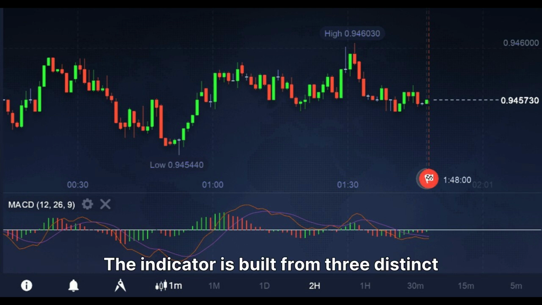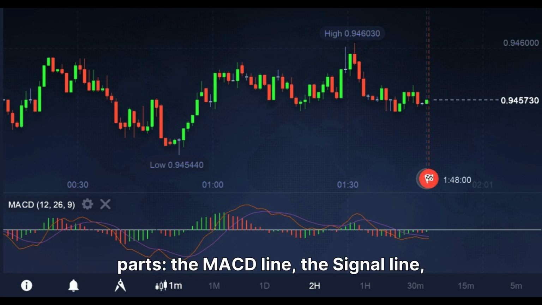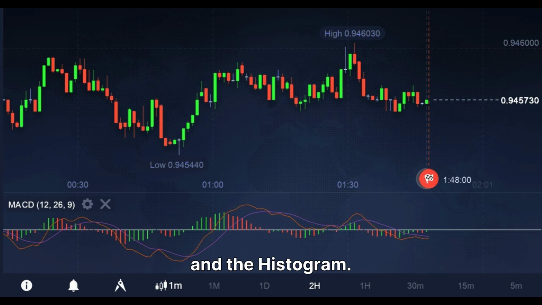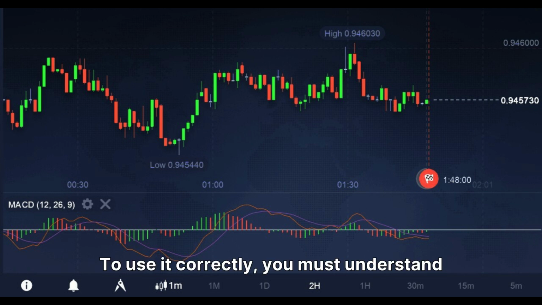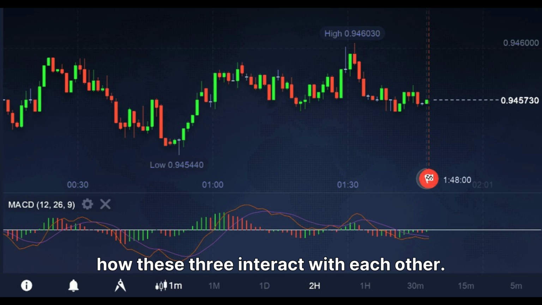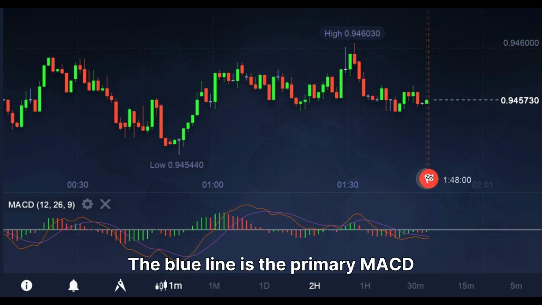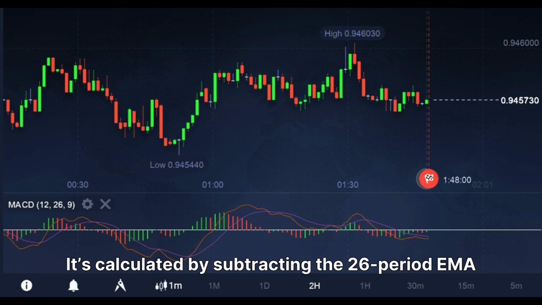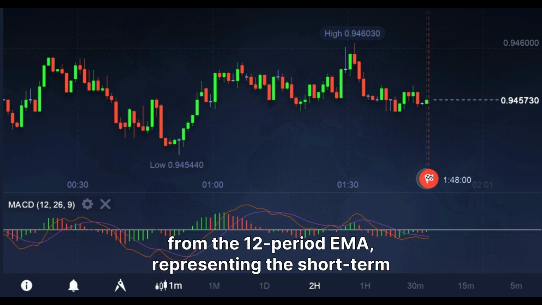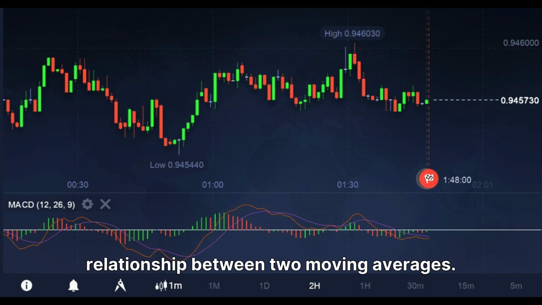The indicator is built from 3 distinct parts: the MACD line, the signal line, and the histogram. To use it correctly, you must understand how these 3 interact with each other. The blue line is the primary MACD line. It's calculated by subtracting the 26-period EMA from the 12-period EMA, representing the short-term relationship between 2 moving averages.